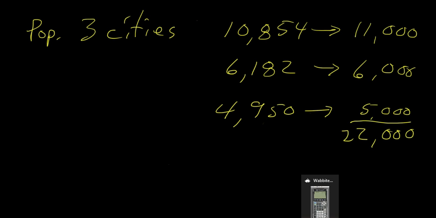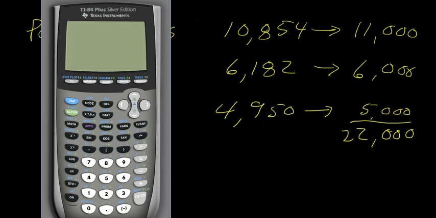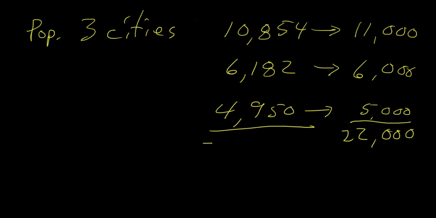Now, you want to double check your answer? That's fine. Let's take a quick look at what that answer might be. Okay, we got 10,000. Oh, I guess it'd be easier if I turned it on first, wouldn't it? All right, 10,854 plus 6,182 plus 4,950 and enter, and 21,986 is the actual.